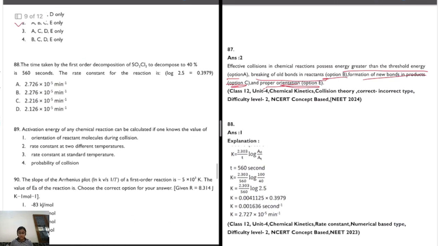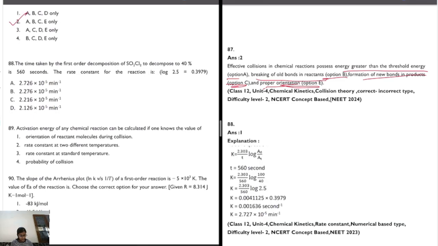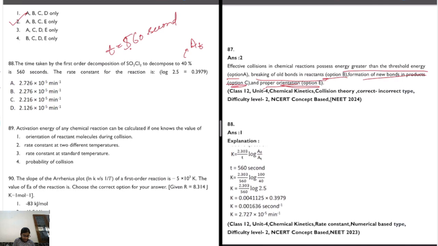And the next question, the time taken by the first order decomposition of SO2Cl2 to decompose 40%. Okay, time is asked. Final concentration is given, that is A at time t. In is 5. Okay, time is already given, that is 560 seconds. Okay, and what is asked then? Rate constant is asked.